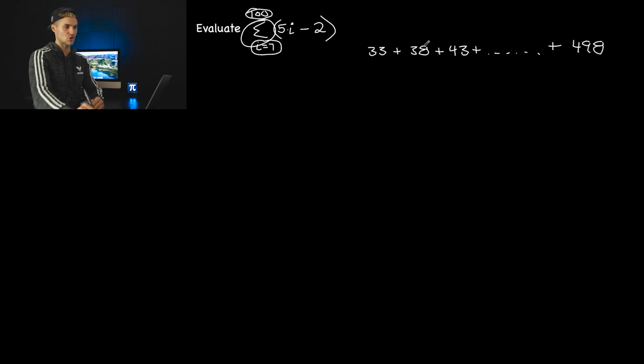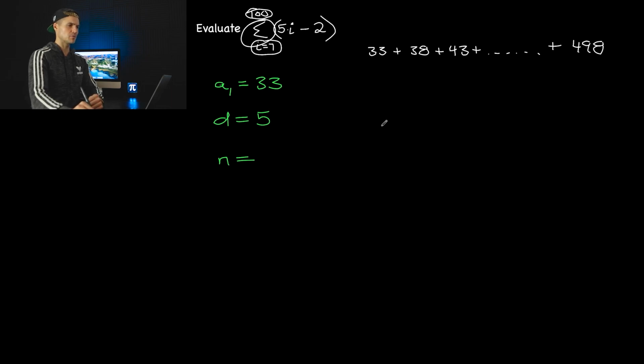Hopefully at this point you're seeing that this is an arithmetic series, because each term is going up by 5. The first term of this arithmetic series is 33, and the common difference is 5. Each term, we keep adding 5 to it. Now the question is, how many terms are there? In order to use the arithmetic series formula, we have the first term and the difference, but we also need the number of terms.